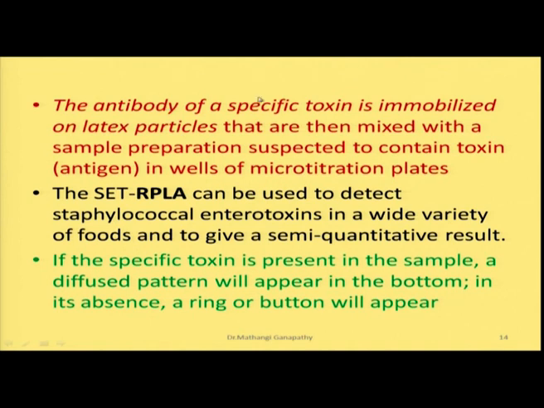So, the antibody of a specific toxin is immobilized on latex particles that are then mixed with a sample preparation suspected to contain toxin in the wells of the microtitration plates. So, we have generated antibody against the particular foodborne toxin. It can be botulinum toxin, or it can be staphylococcal enterotoxin, it can even be Vibrio cholerae toxin, anything you talk about. You would raise a monoclonal antibody in the lab, and this antibody is immobilized using latex particles.